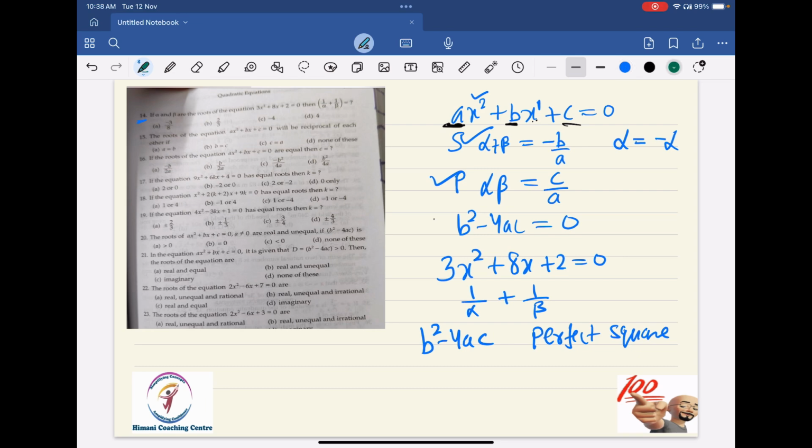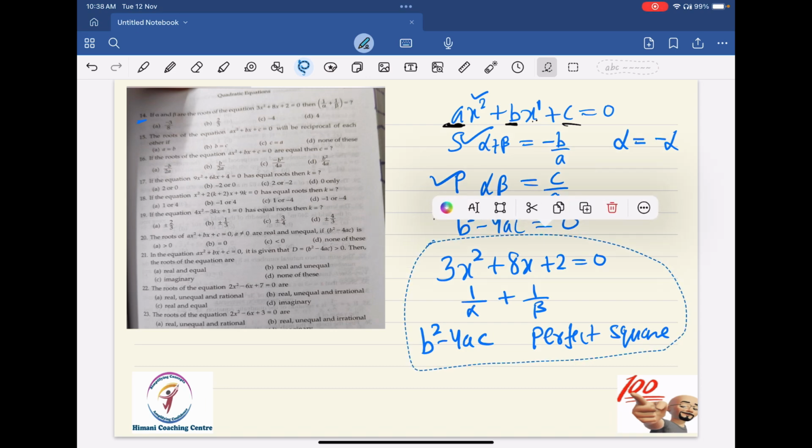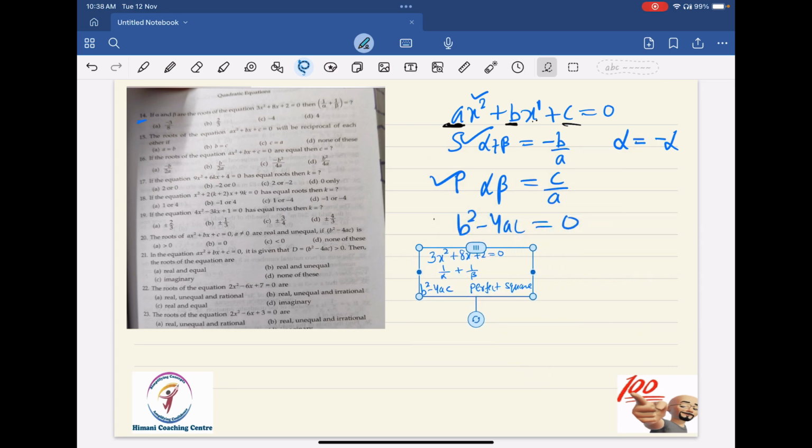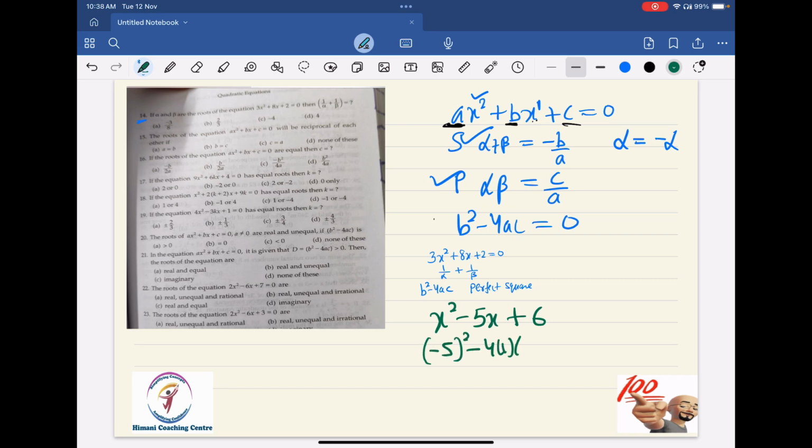I'll come to this question in a while, but this topic is important, so maybe we can spend a few minutes understanding this. So let us quickly check how this concept works. I just told you. Let us say I give you x square minus 5x plus 6, and I want to see whether middle term splitting is possible or not. So what is a here? A is 1, b is minus 5, c is 6. So just do b square minus 4 times 1 times 6.